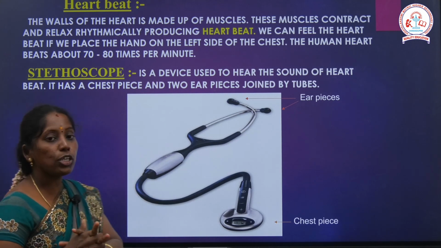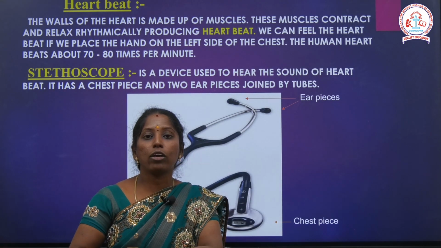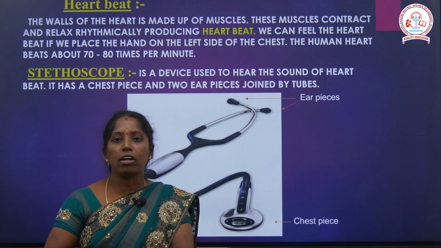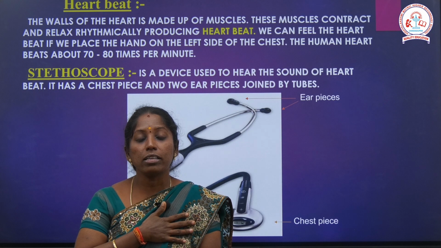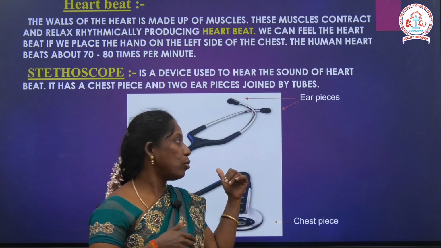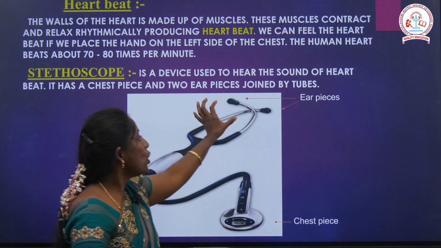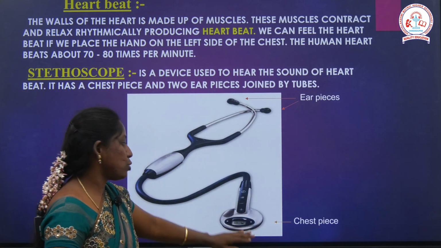What is the instrument used to measure the heartbeat? When you go to any doctor for an illness, first they will check your heartbeat. By which instrument? That instrument is called a stethoscope. Okay, the stethoscope has 2 earpieces and 1 chest piece.